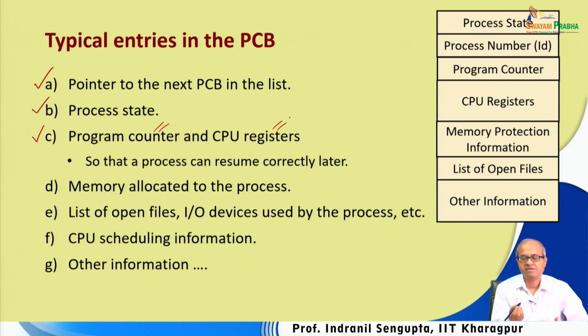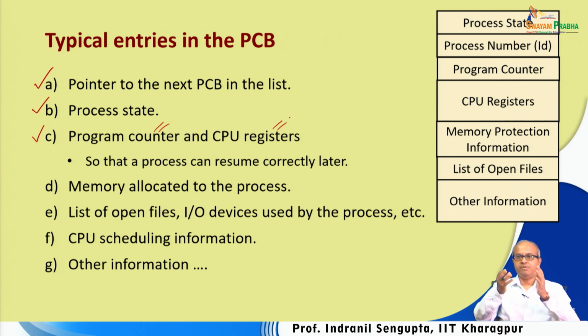The reason I have said this is so that you can save a process and resume it correctly later on, and this process is called context switch. I said whenever you switch from one process to another, you have to save so much information and you have to restore this information again for the next process.